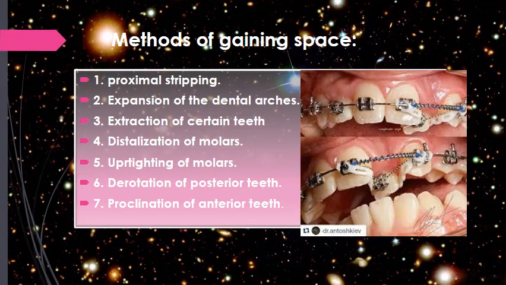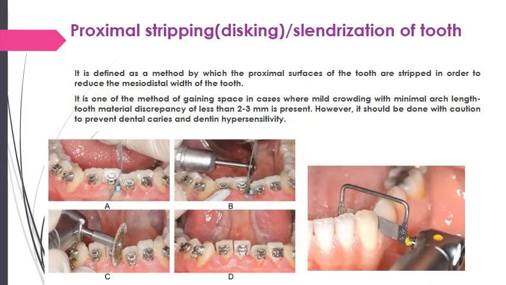So as we said, we have different methods of gaining space, including proximal stripping, expansion, extraction of certain teeth, distalization of molars, uprightening of molars, derotation of posterior teeth, and proclination of anterior teeth. So we will start with proximal stripping.